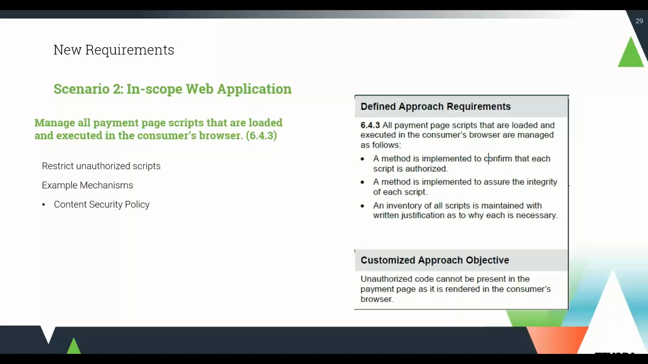This requirement is all about restricting unauthorized scripts, as one of the efforts to defend against web skimming and the web skimming attacks that we've been hearing so much about lately. This one is a restrictive control where you would establish an allow list for any scripts that would be running on that payment page. Generally, across the industry, we would see content security policy being the most common implementation of this requirement.